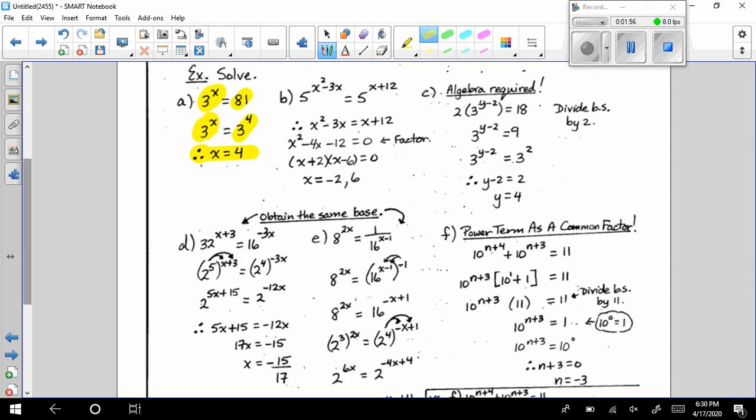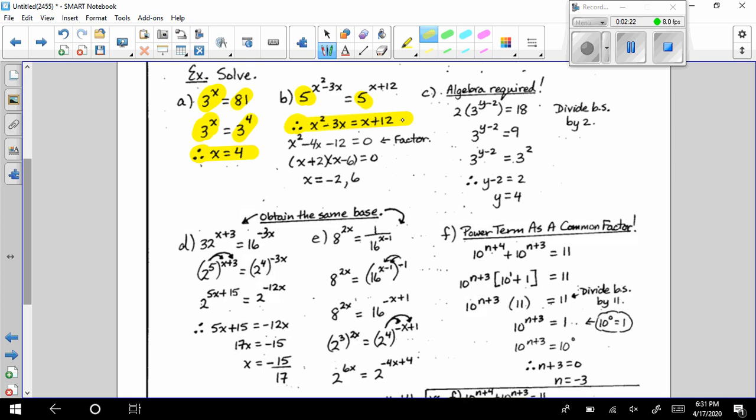In question B, I have a single power term on each side of the equal sign. They already have the same base. That means the exponents are equal to one another. As soon as you shift to working with just the exponents, put your therefore symbol down, and then set those exponents equal to one another.